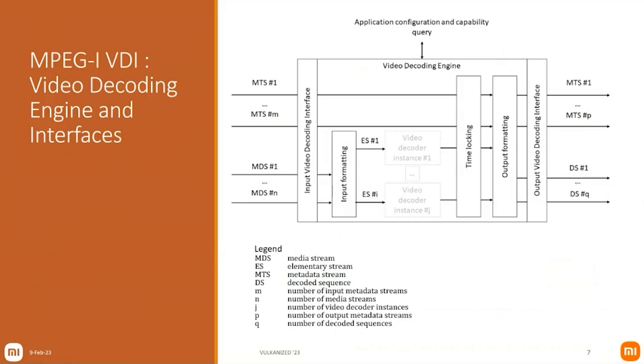This is the very, very high-level architecture diagram we are using in MPEG to describe VDI. And basically, whatever you see on the boundaries of this box, meaning the input video decoding interface, output video decoding interface, and video decoding engine, are the interfaces to the application. Everything inside the box is what should be managed by VDI itself. The different streams that you see are not so much important in the sense that, for example, the metadata stream is basically for now a pass-through, since we want the application to have access to it, while the elementary stream creation, for example, should be handled not by Vulkan.